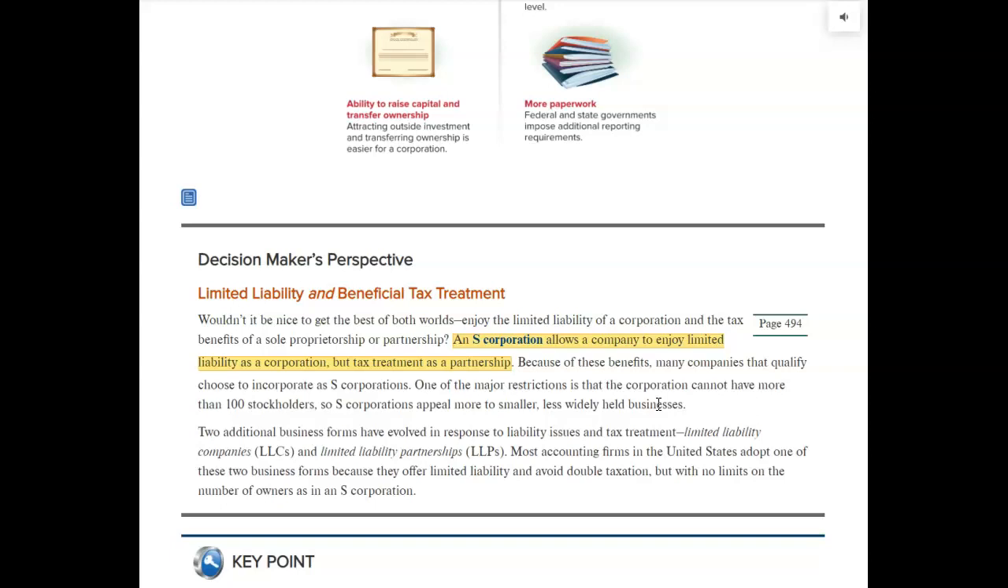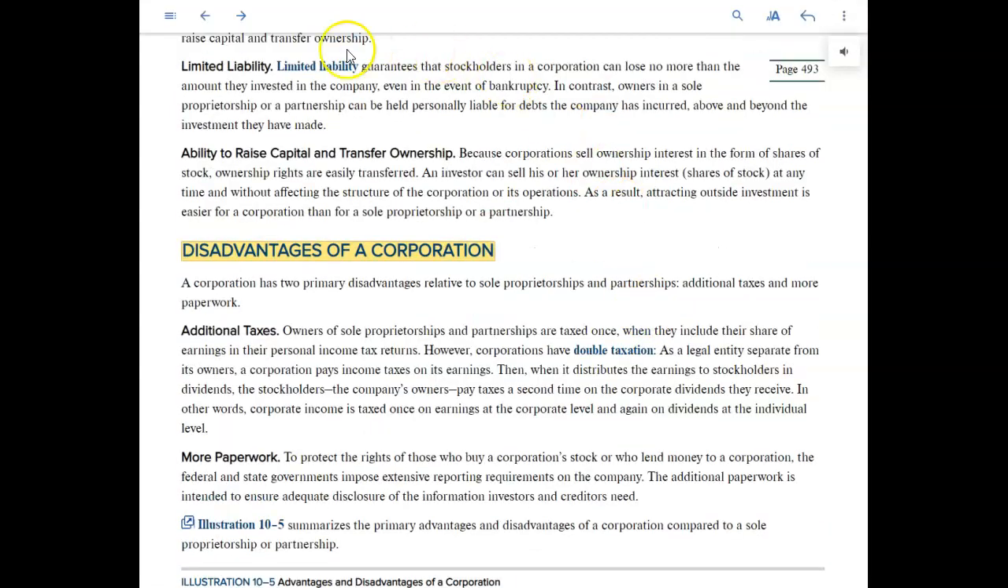There are also LLCs, and LLCs are limited liability companies. Some people use the incorrect term for the last word. They think it's a limited liability corporation, but it's not. It's a company. So it's a non-incorporated business. And there are limited liability partnerships as well. Okay, next page.